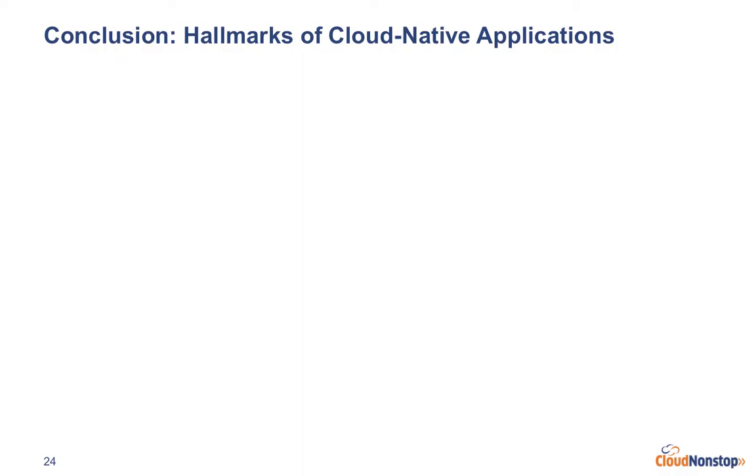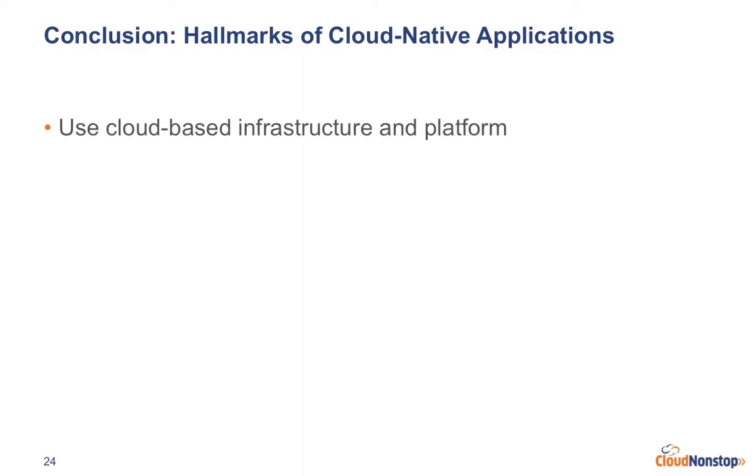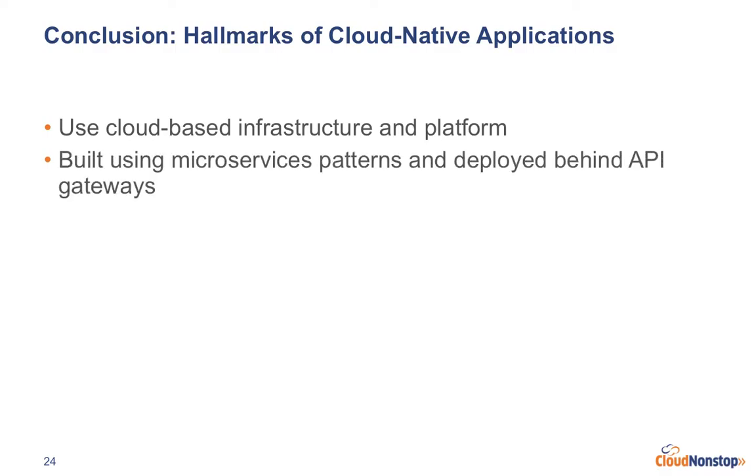So we've covered a lot of ground, and we have gone through it very, very fast in the interest of time. To conclude, to sum up, how do you define cloud native applications? We would say those are the ones that use cloud-based infrastructure and platforms. So we're talking in terms of EC2 instances and containers and so on and so forth.